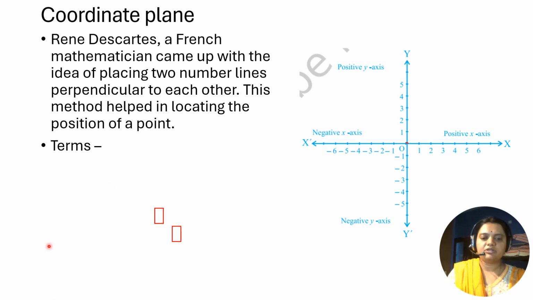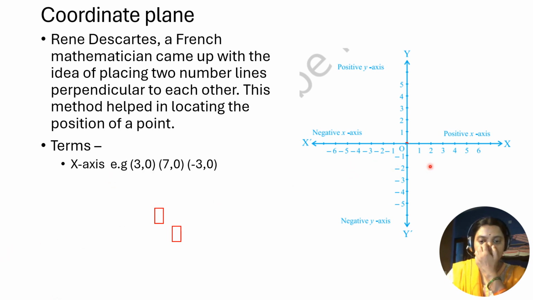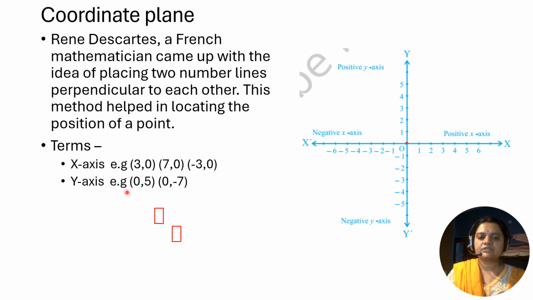The important terms here are the x-axis, which is the horizontal line, and you can see the coordinates as 3 comma 0, 7 comma 0, and minus 3 comma 0. These are ordered pairs. 3 comma 0 is an ordered pair where 3 is the x coordinate and 0 is the y coordinate. So on the x-axis the y coordinate is always 0. Similarly, on the y-axis the x coordinate, the first number, is always 0, while 5 and minus 7 are values of the y coordinate. The center point is the origin, and 0 comma 0 is its value.